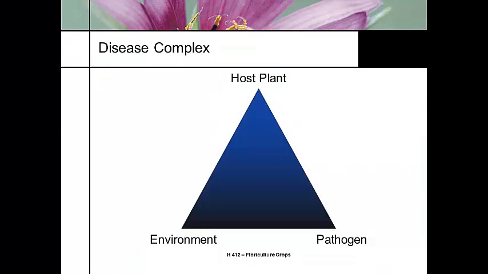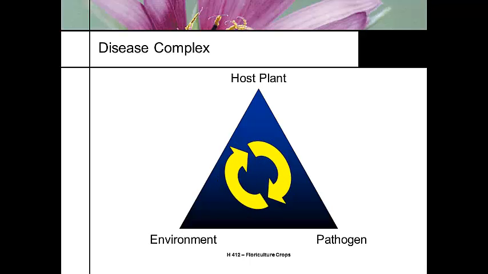And it's usually formed in the form of a triangle. And we can't have disease without these three functions. And they all work together. We can sometimes control a disease by controlling the environment, control the disease by eliminating the pathogen, or we can choose a host plant maybe that's more resistant to that disease.